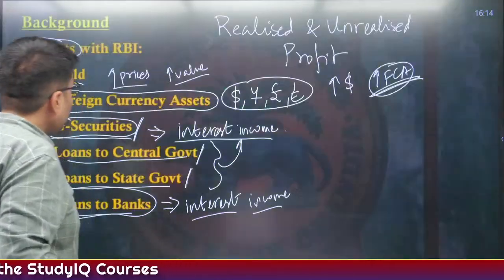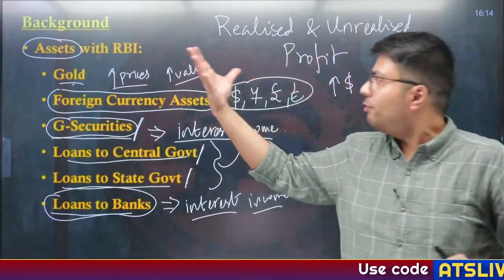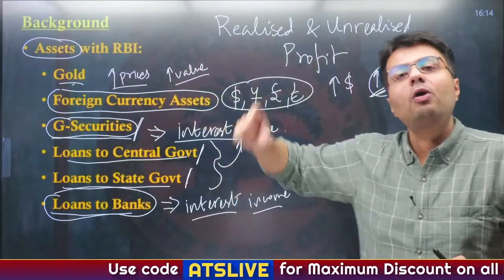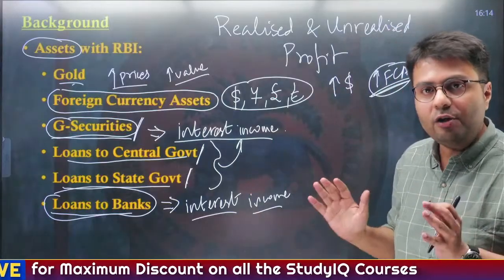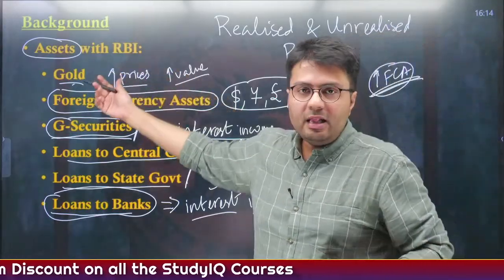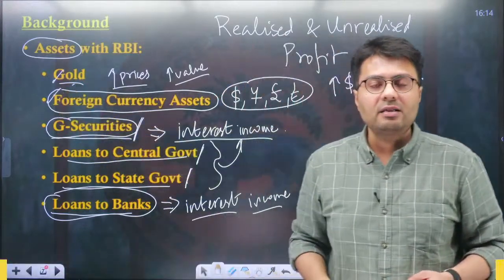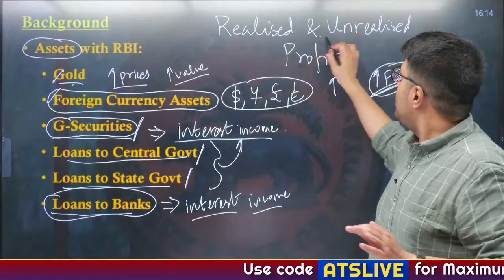Right? So coming back to these assets, I told you RBI maintains a sizable amount of foreign currency assets and gold, and RBI is not necessarily going to sell all its gold in the market every year because it has to maintain that gold. So the amount of money that RBI is making due to the increase in prices of gold and foreign currency assets, in cases where it is not sold in the market, is unrealized profit.